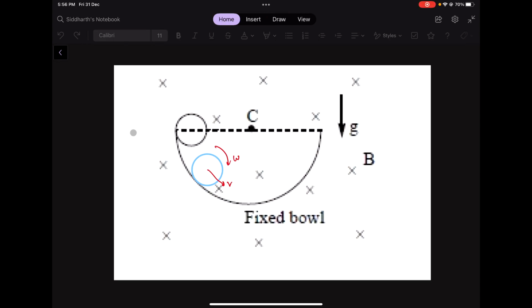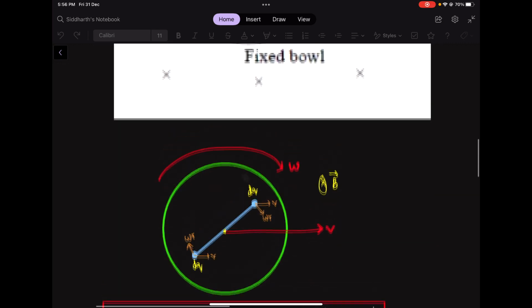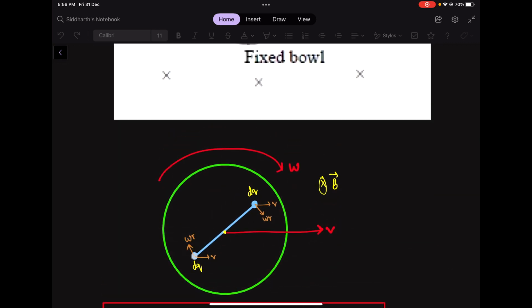I hope that you have tried the question. Now I'll discuss the solution. So when we release the sphere from the topmost point, it will undergo pure rolling motion. So let's take the velocity v and angular velocity omega. Now let's consider two points dq and dq which are opposite to each other. Each dq has a velocity v due to translation and a component omega r due to rotation.